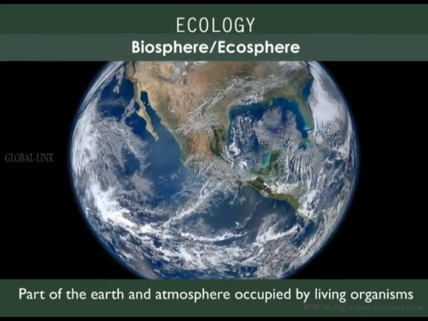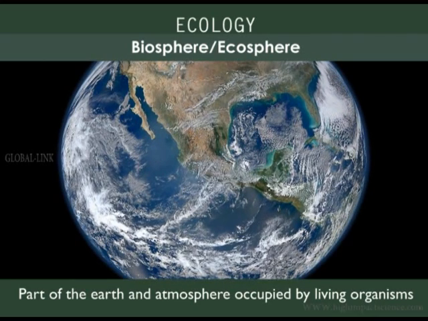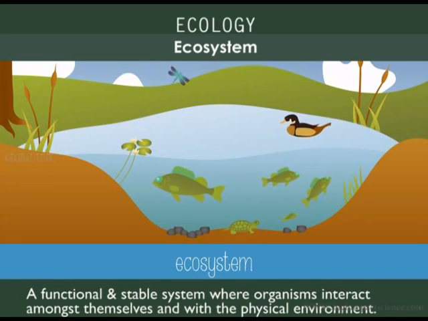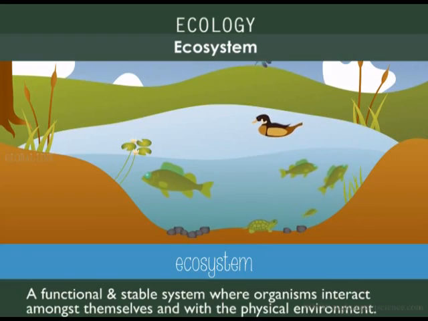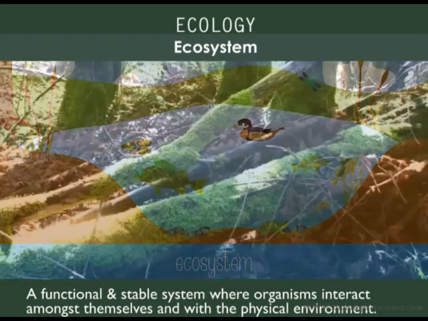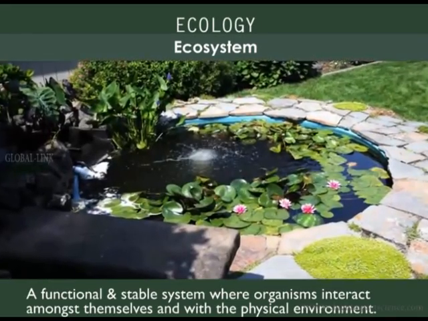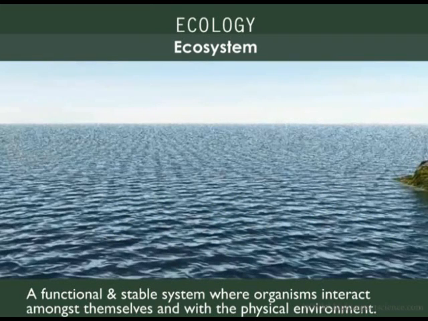In Form 1, we said that the part of the earth and the atmosphere inhabited by living organisms is called a biosphere or ecosphere. An ecosystem is a functional and stable system where living organisms interact amongst themselves and with the surrounding physical environment, leading to a flow of energy and nutrients. A log or a forest, a pond, or the ocean are just some of the ecosystems found in nature.